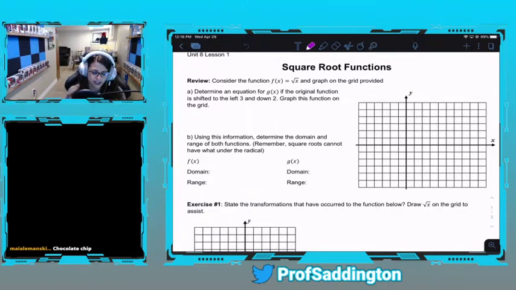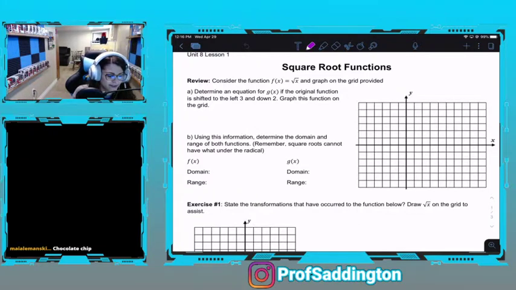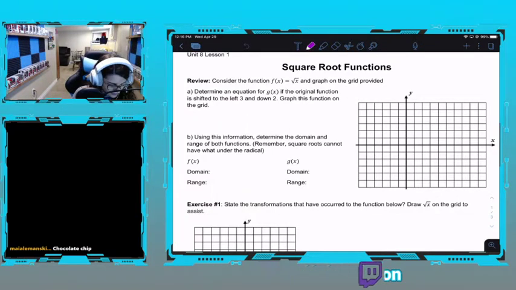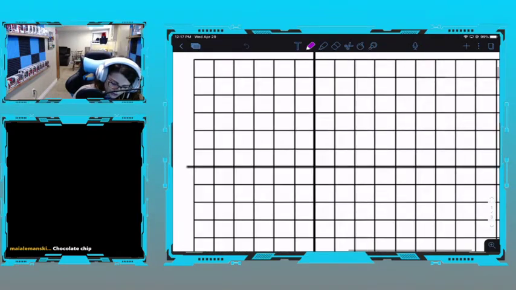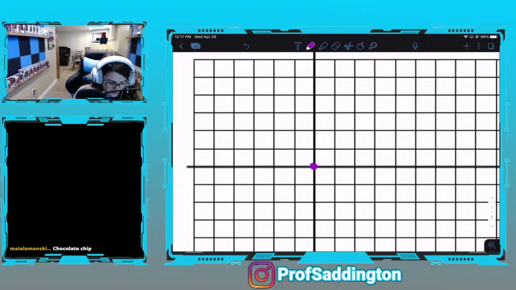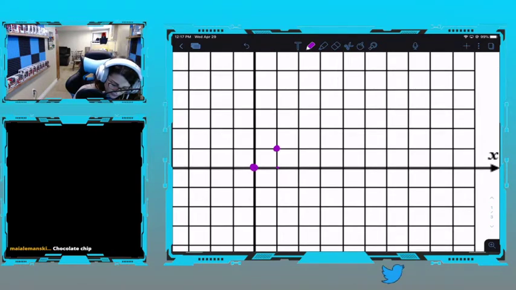So consider the function f of x equals radical x and graph it on the grid provided. Determine an equation. Okay, so what you have to do is, if you're following along with your calculator, you're going to go to y equals, you're going to go to second squared x, and then we'll do second graph to get our table right away. We're only going to graph the pretty points. So we'll notice that the first pretty point we get is 0, 0. And then the next one is 1, 1. And then we have 4, 2.